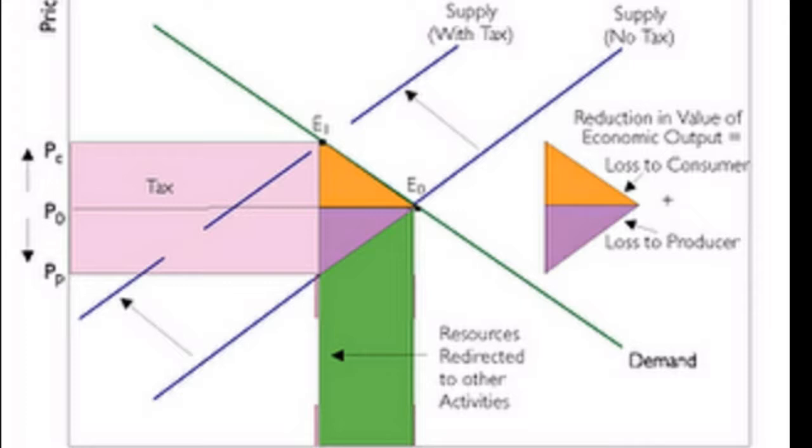If you have very high elasticity of demand, then the entire burden of tax will be taken into account by the supplier side. On the other hand, if the demand is very inelastic, then the entire burden of tax will be borne by the buyer. So it is very important.